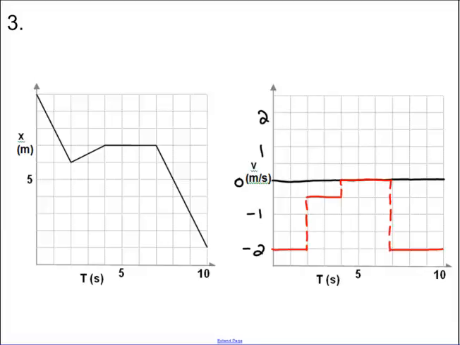So we have a negative slope, negative 2 meters per second makes sense. Our second slope, though, is positive. So instead of negative 0.5, let's make that a positive 0.5 meters per second. Third slope, our zero horizontal line, gives us a zero velocity. And our fourth slope, again, is negative 2, so it's negative 2 meters per second. So now our graph looks the way it should to match that position time graph.